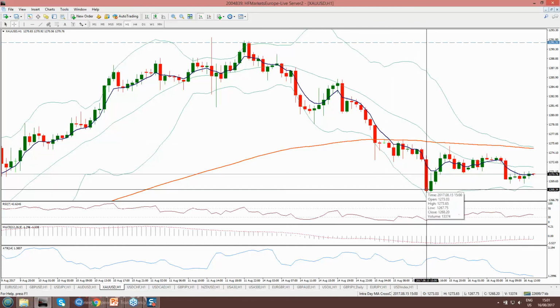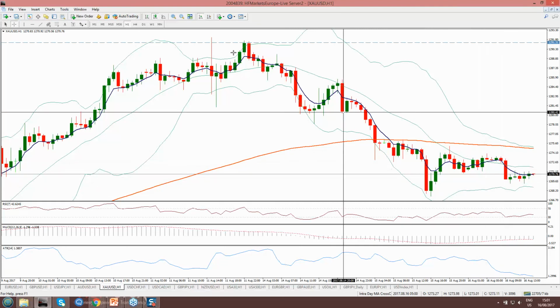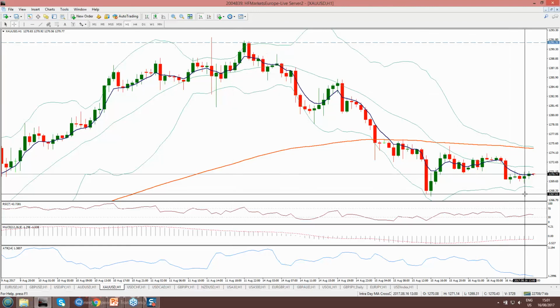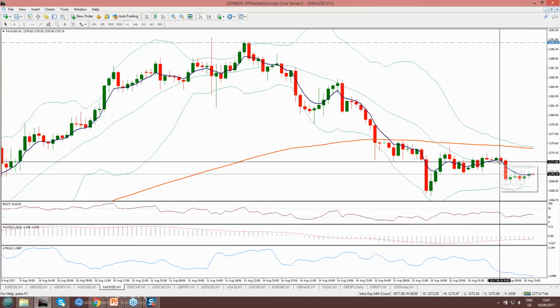We broke the psychological 1270, couldn't hold under there, and now we're pivoting around there. So gold, from being positive, now becomes negative in the space of a couple of days. So a big move there on gold as well. So gold looking negative. Okay, so I hope that's been of some help.